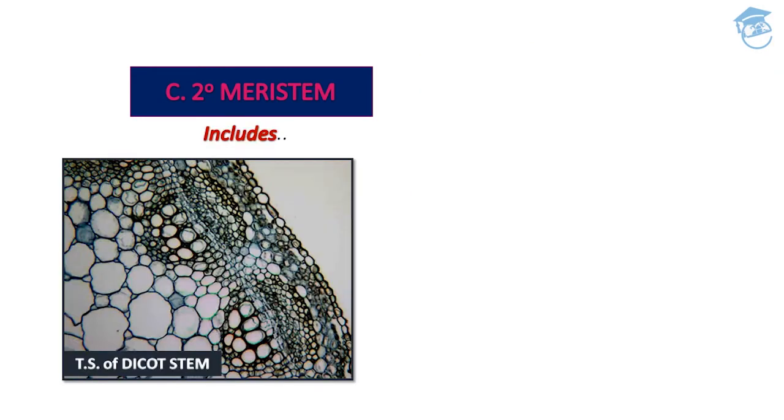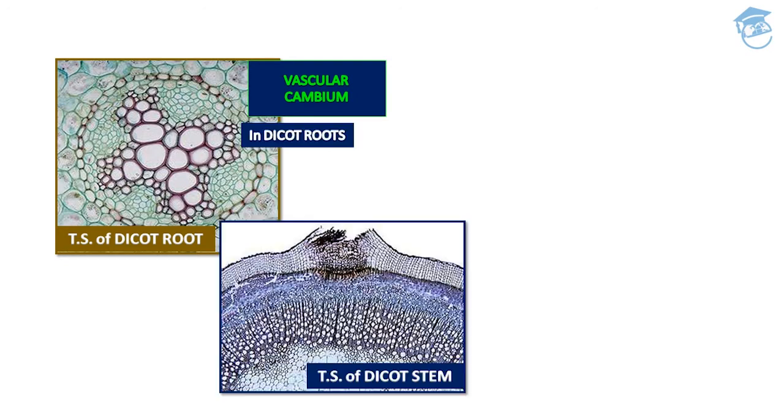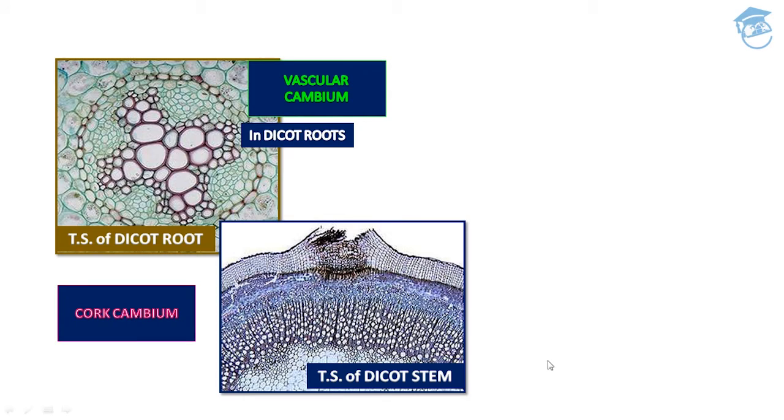See, this is the transverse section of a dicot stem. So secondary meristem includes interfascicular cambium in the dicot stem. This is another transverse section of a dicot root, wherein vascular cambium is present, and this is another transverse section of a dicot stem, wherein you will find cork cambium. Cork cambium is absent in the case of root. It is only present in the stem, and that too in the dicot stem and not in the monocot stem. In some cases cork cambium is also seen in roots, but generally it is present only in the stem.